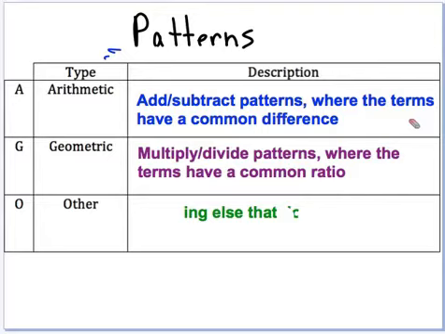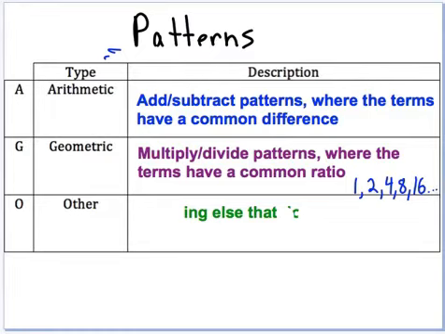Then there's a geometric pattern, and that's when you're multiplying or dividing by the same amount each time. Let's say our first term was 1. Well, 1 times 2 is 2. Our second term would be 2. And then we'd multiply 2 by 2, and we'd get 4. We'd multiply 4 by 2, and we'd get 8. Multiply 8 by 2, and 16, and so on.